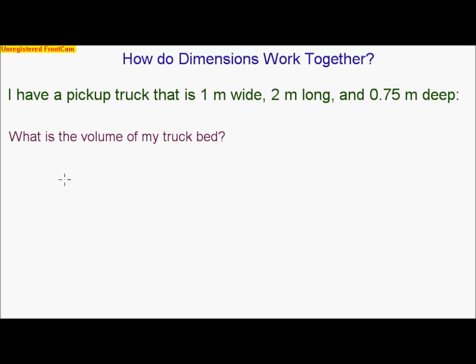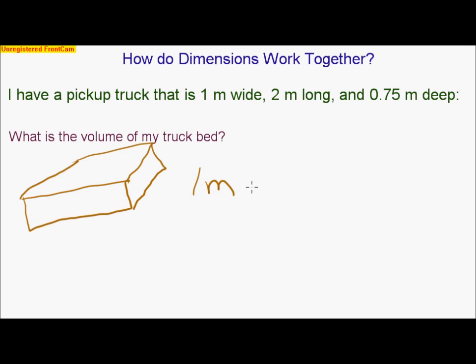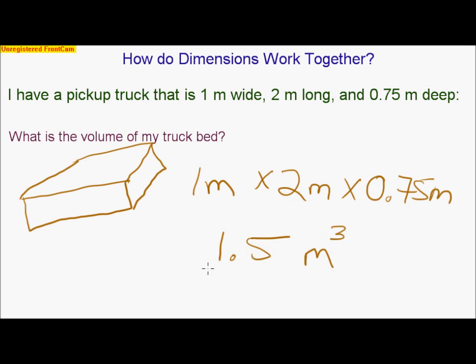Well, you guys already know how this game works. Volume is just length times width times height. So we already know what this is. We know that our length is 1 meter times 2 meters times 0.75 meters. I multiply all these meters together and I'll end up with cubic meters, which is a volume. And I end up with a total of 1.5 cubic meters that I can fit into my truck.